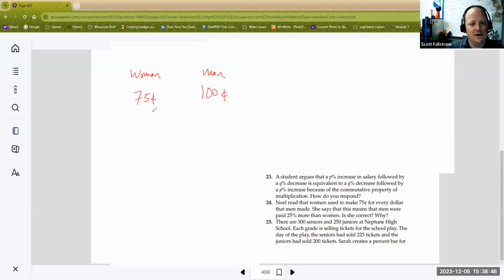Okay, so there we go. And so men make 25% more. So if we gave women a 25% raise, they would be making the same amount as a man. Is that true? Let's take a look.